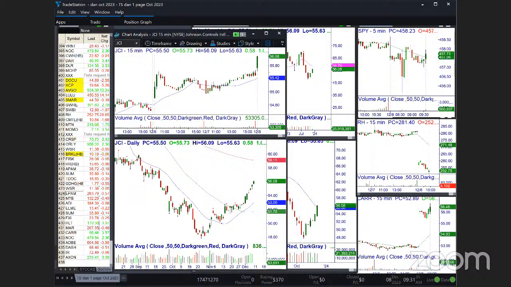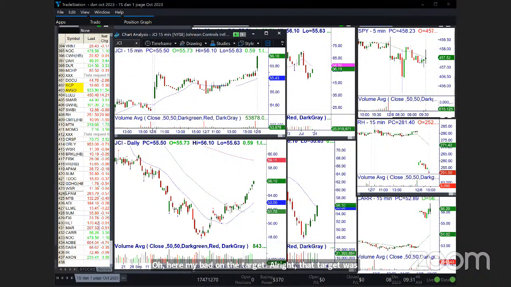Alarm. Oh, here, my bad on the target. All right, that target was yesterday. Let's just, all right, hold on. So because we gapped over our target, the 1/3 at 56.10. All right, here's the new adjustment.